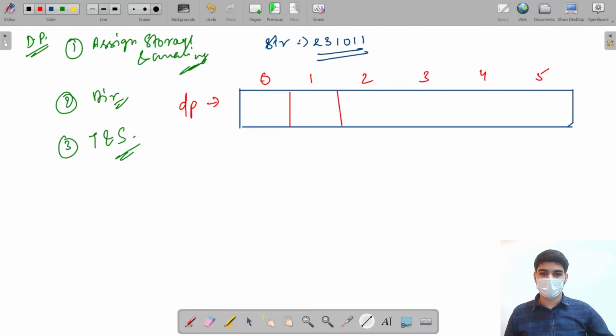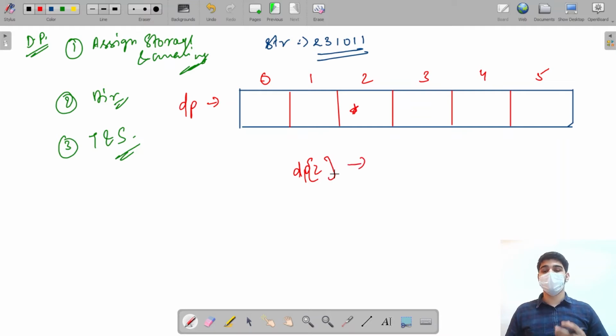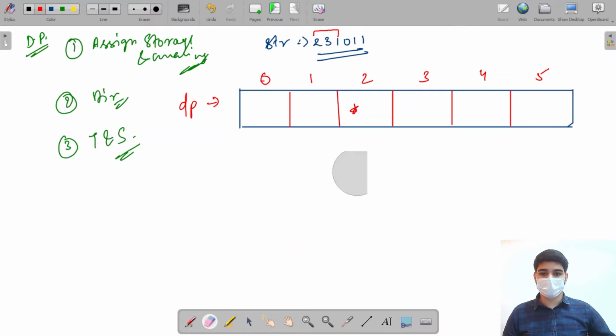What would dp of 2 mean? dp of 2, which is over here, would mean the number of encodings that are possible till the second position in the string. So for 2, 3, 1, the number of encodings that are possible is something that will be stored in dp of 2, right? To generalize this, I would say in dp of i, we would have the number of encodings that are possible till the ith position in the string, right?